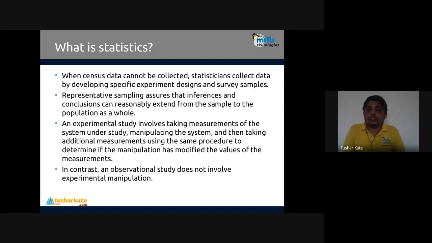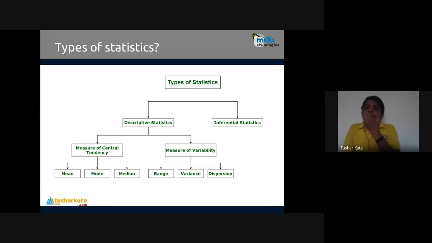In contrast, an observational study does not involve experimental manipulations. Experimental manipulations, obviously, are not there. Remember, yeah. So, what different kinds of statistical measures are present?